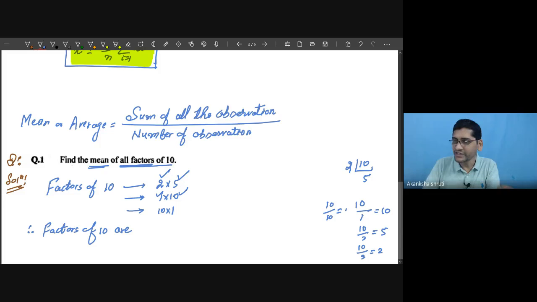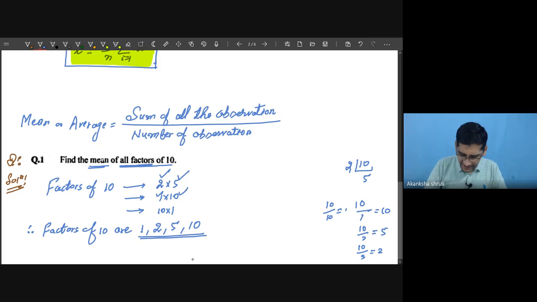So 1 into 10 or 10 into 1 mean the same. The same factor is written in a different order. So what are the factors? Factors are 1, 2, 5, and 10. Is there any other factor also? No, no other factor. So very first you have to write all the factors. These are the factors.